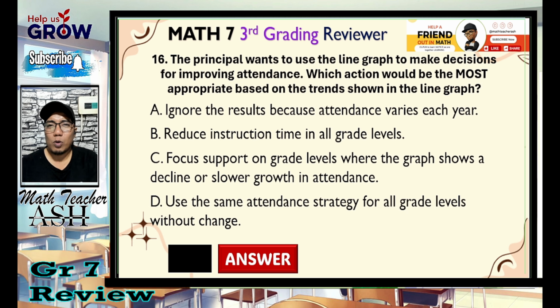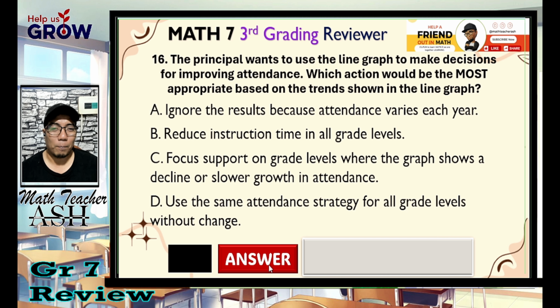Alright, my dear math learners, if you are the principal, what you need to do is to always uplift the attendance of students, because the more students are participating, the more chances that they are going to learn, of course. So, in our line graph given earlier, there is a decline of the attendance. So, basically, the most appropriate thing to do is letter C. Focus support on grade levels where the graph shows a decline or slower growth in attendance. Okay? So that is letter C. Let's check whether we are correct. Alright. I hope you got that one, my dear math learners. So now let us go to question number 17.